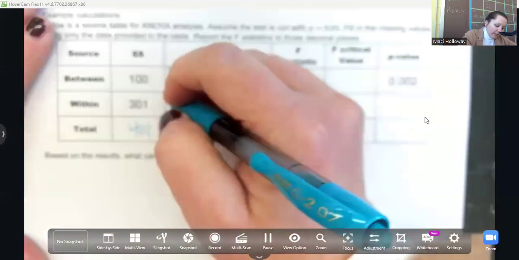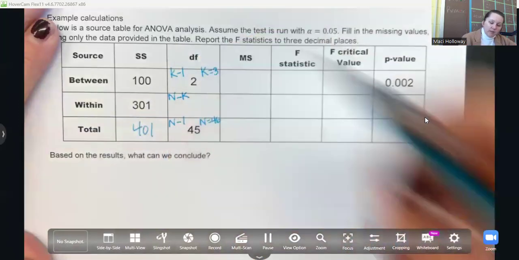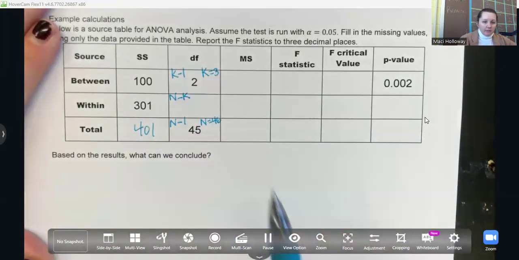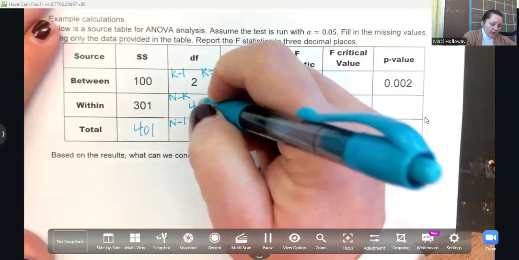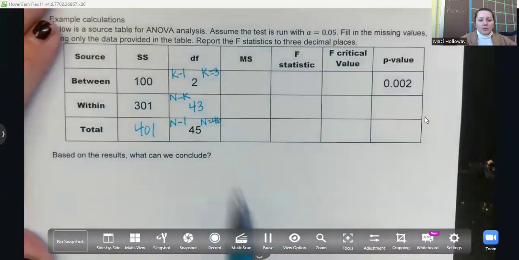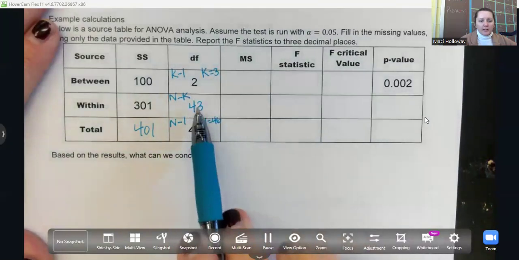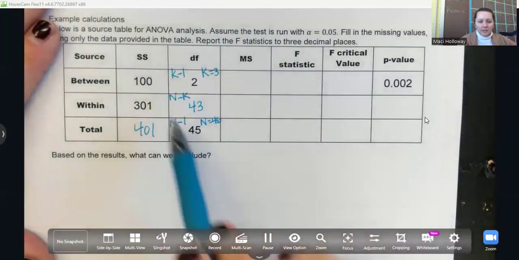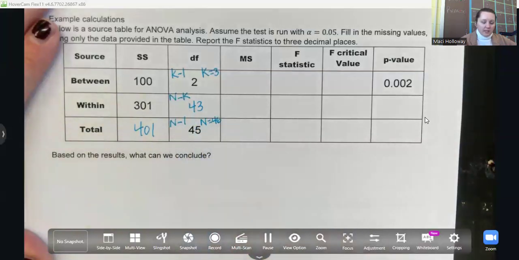Now looking at within, our degrees of freedom here are n minus k. So we know the n value, and we know the k value. That's 46 minus 3, and 46 minus 3 is 43. You can see as well, 2 plus 43 also equals 45. So we could have subtracted and found that out, but I wanted us to look at the formulas.